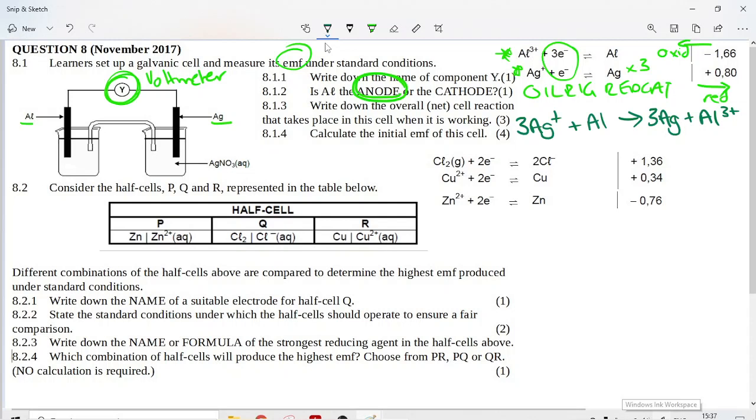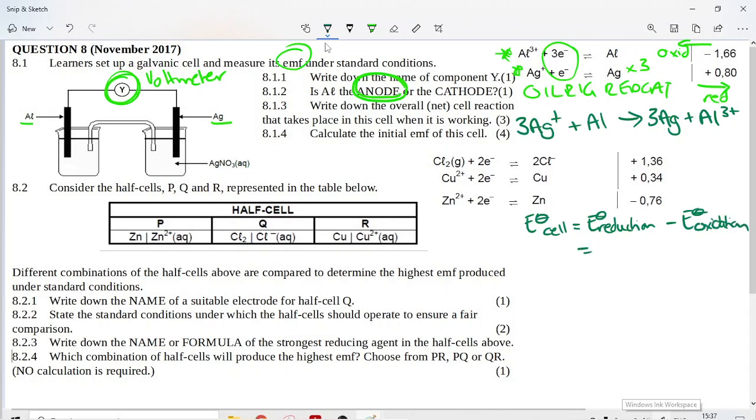Now it says calculate the initial EMF of the cell. So then you go to your table and you find your formula for this. Remember to copy the formula 100% exactly as it is on the table. I always use this one because it's the shortest one, more or less. Well, I just prefer this one. So it's E theta cell equals E theta reduction minus E theta oxidation.